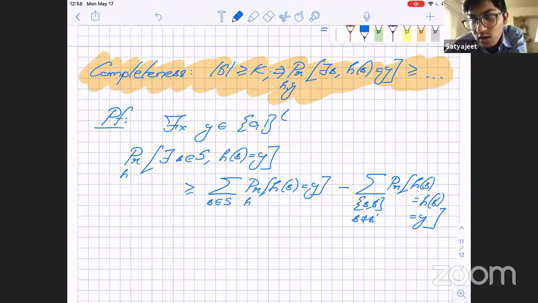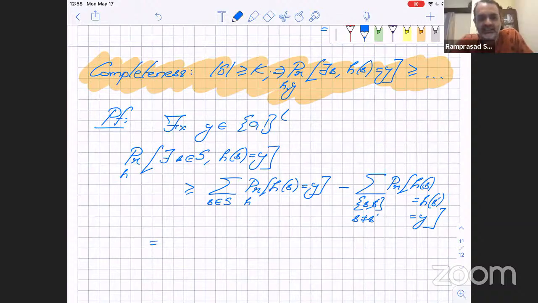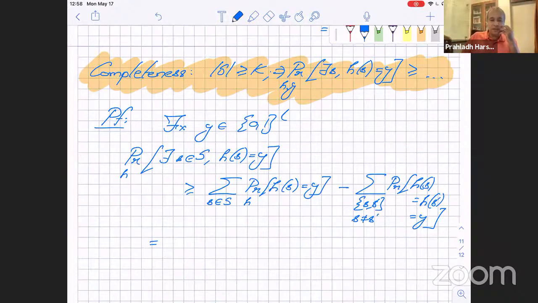I'll just write it on chat. So I think it's called the Bonferroni inequality. Yeah, the Bonferroni inequality, the generalization of the union bound. So what is this? This is just exactly the size of S times 1 over 2^L, minus (size of S choose 2) times 1 over 2^(2L).